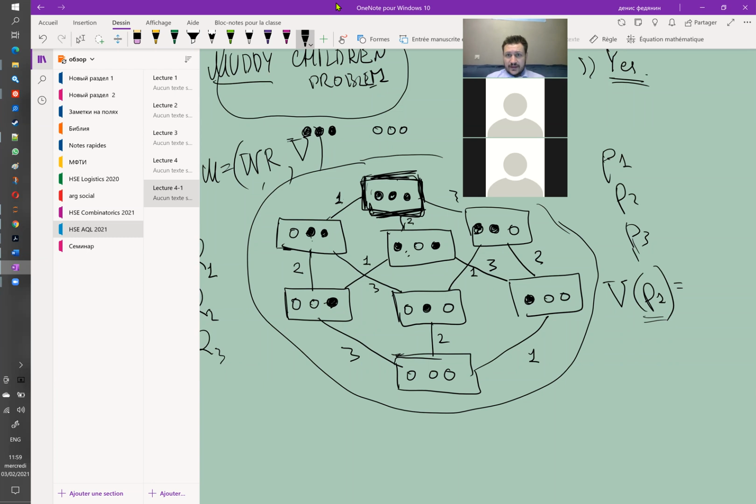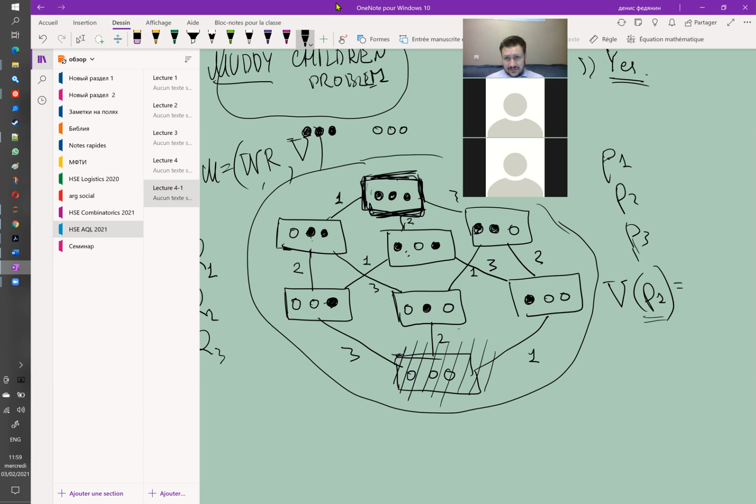And when the father told them that there is at least one muddy face, he just told them that this variant is impossible. Because before that, there is no dynamics. After a public announcement, another public announcement doesn't do anything, so it doesn't work. But in this case, when we have eliminated this world, there is dynamics.